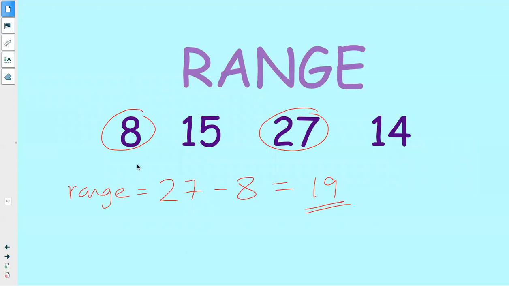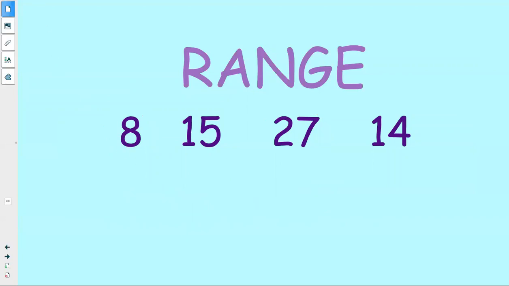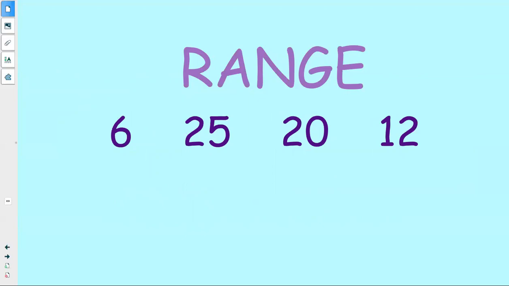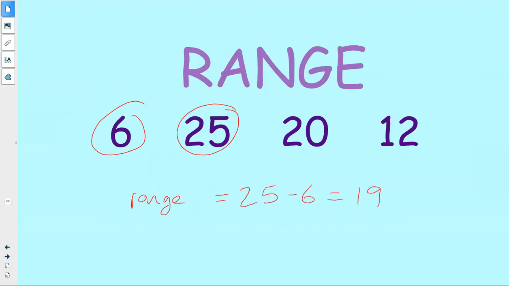Again, remember guys, just pause it if you want to do it first before I go over it. The range in this case, the highest value, 25, the lowest value, 6. So it's going to be 25, take away 6, which is 19.